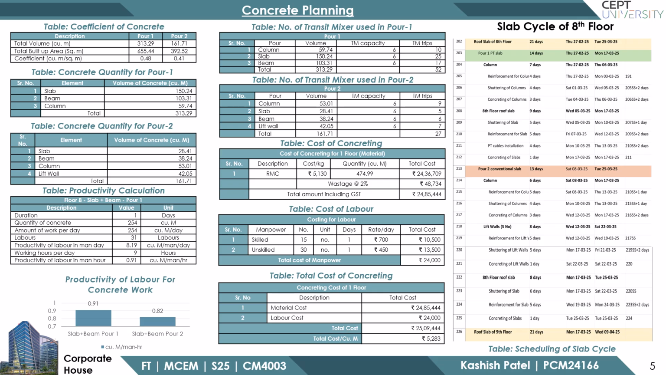This slide outlines our concrete cycle planning. The slab cycle duration for each floor was calculated with 8th floor used as a reference. Quantity of concrete for each pour was calculated according to the dimensions of elements using structural drawings. Coefficient of concrete is calculated as per the estimated quantities required per pour. Details like number of transit mixers, productivity, and cost for both labor and materials are also calculated. This allows us to streamline manpower allocation, equipment deployment, and inventory flow, ensuring timely execution.